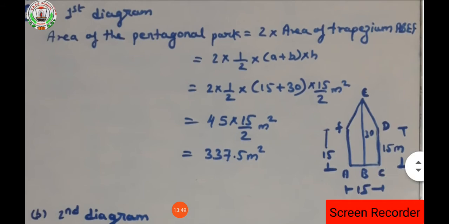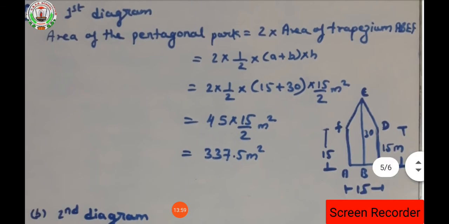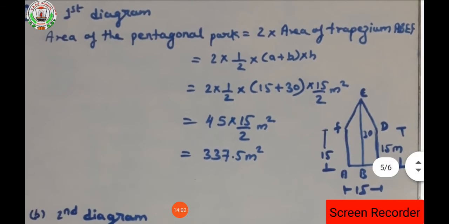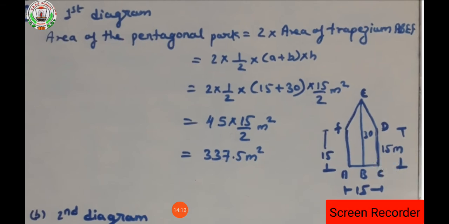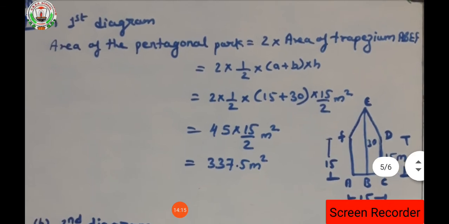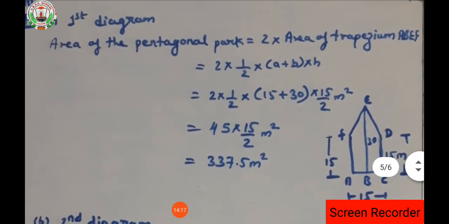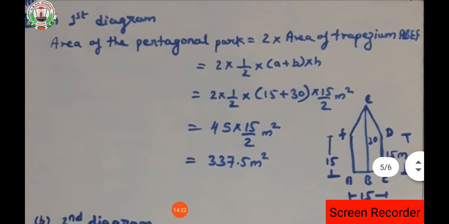So yes, of course we can find the area of the park in another way, but in this question we are not going to find it; we are going to solve the main part of the question. So the area of the pentagonal park is equal to 2 into the area of the trapezium ABEF. The names of the figure are given by me, you can also change the names or give names according to your wish. So 2 into half into A plus B into H. The area of a trapezium formula is half into A plus B into H, isn't it?